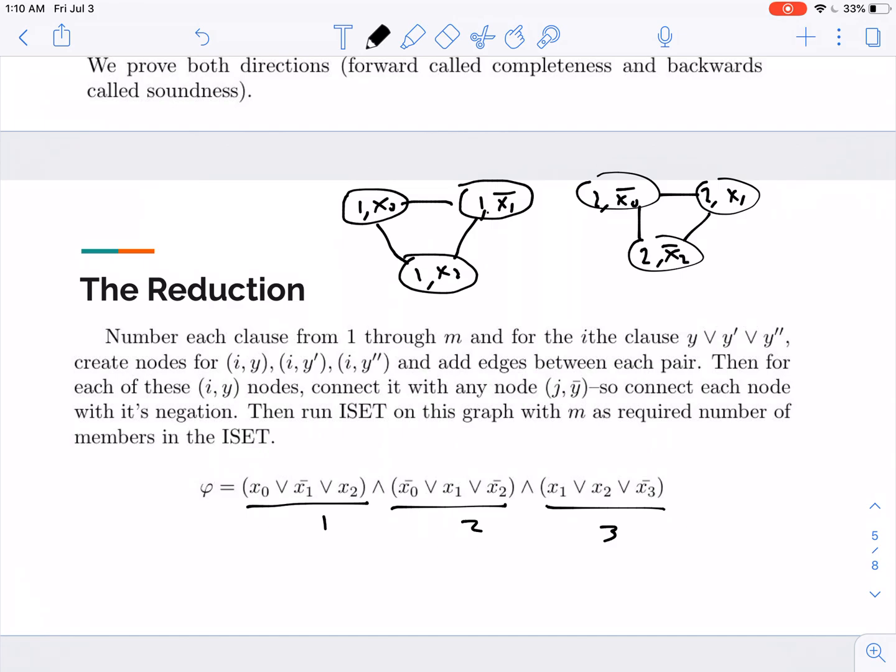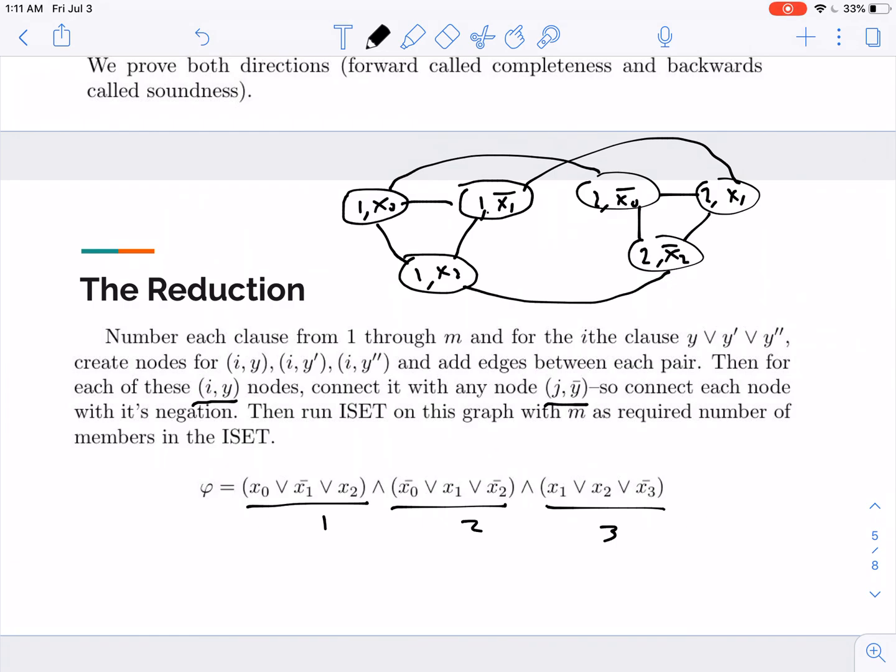And now, for every one of these nodes, for any node (i, y), I'm also going to connect it with the node (j, y bar). So for any node with its negation, for example, this has normal x0 and that has not x0, I'm going to connect those. Another example is here: this is not x2, this is x2, so I'm going to connect those. Basically, the second part of the tuple represents the literal, and so I'm going to connect any literals to their negations. Finally, we'll also connect x1 and not x1 here.